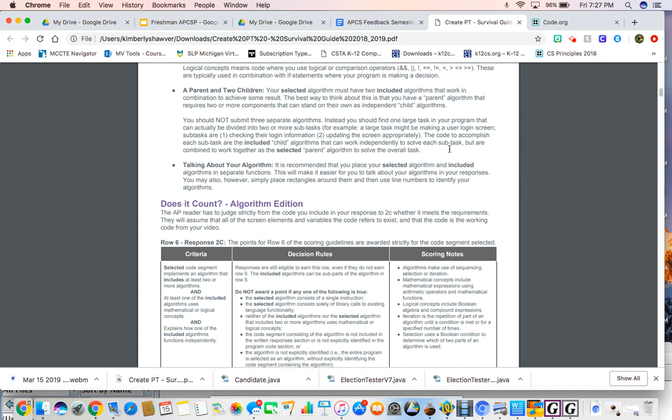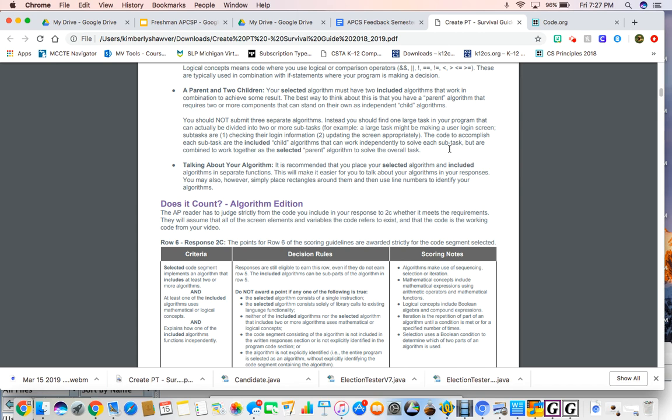For example, a large task might be making a user login screen. Subtasks are one, checking their login information and two, updating the screen appropriately. The code to accomplish each subtask are the included child algorithms that work independently to solve each subtask, but are combined to work together as the selected parent algorithm to solve the overall task.